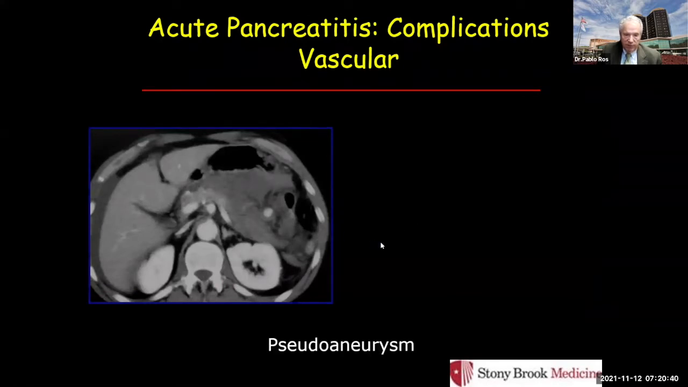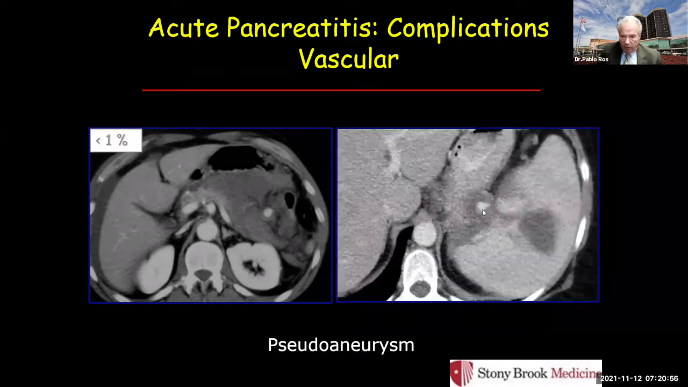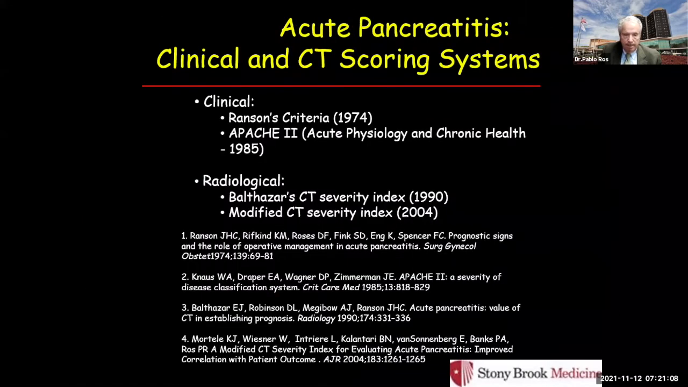Pseudoaneurysm formation, we already mentioned the dreadful complications. This is such an example. So every time you see pancreatitis, look around. If you see a little aneurysm, that can be a very uncommon complication, about 1%, but can, or another example here, these are little, not so little aneurysms that can bleed and produce an emergent surgery situation.